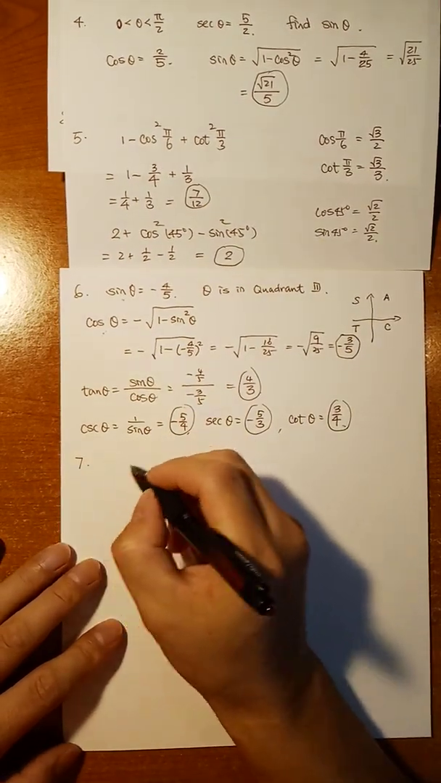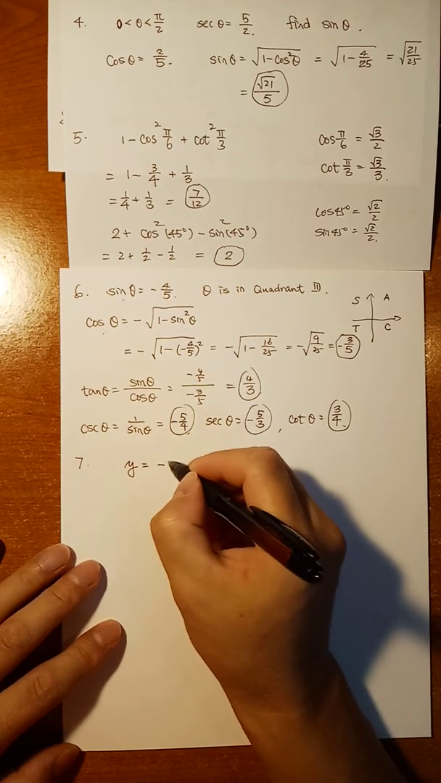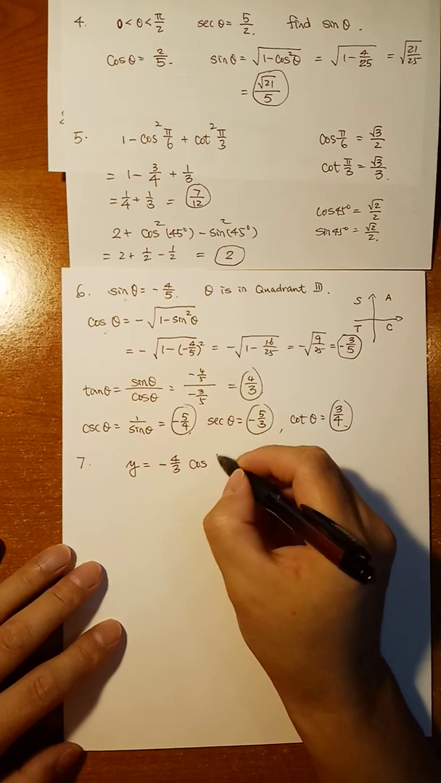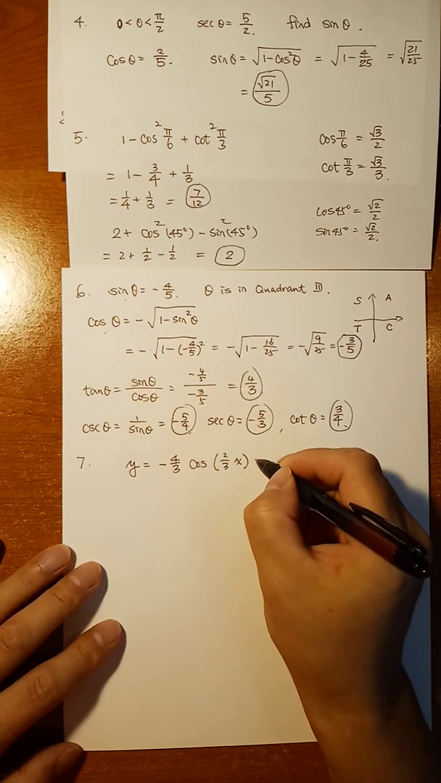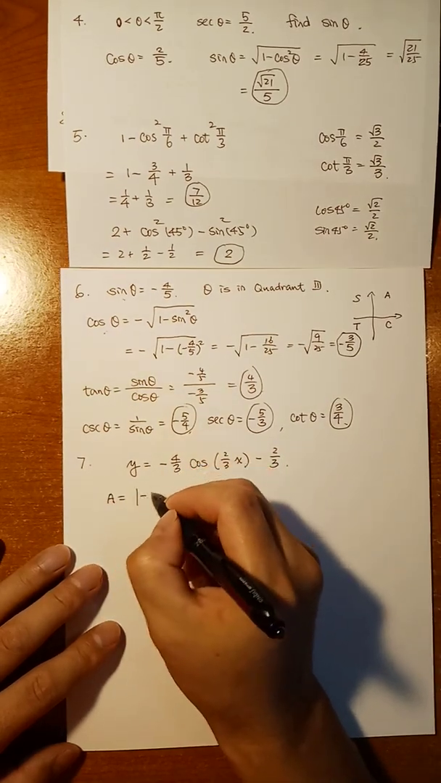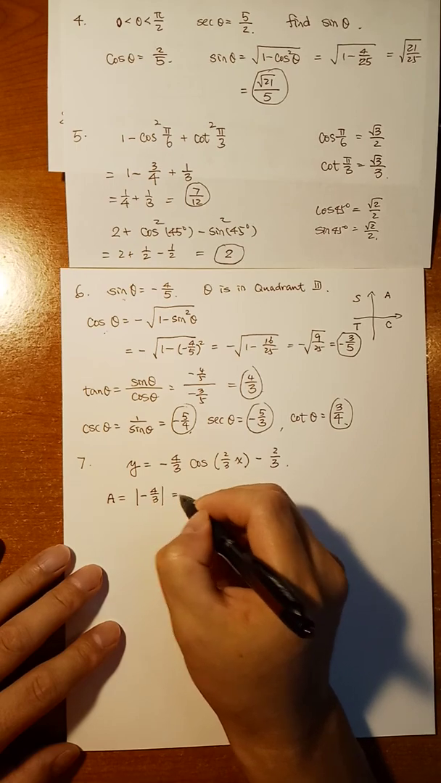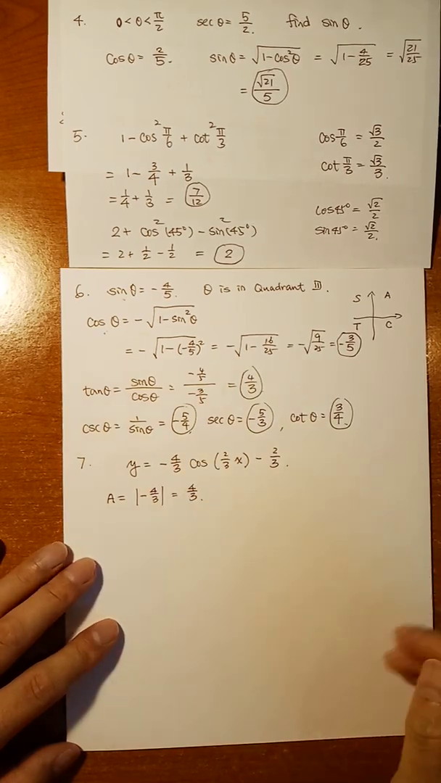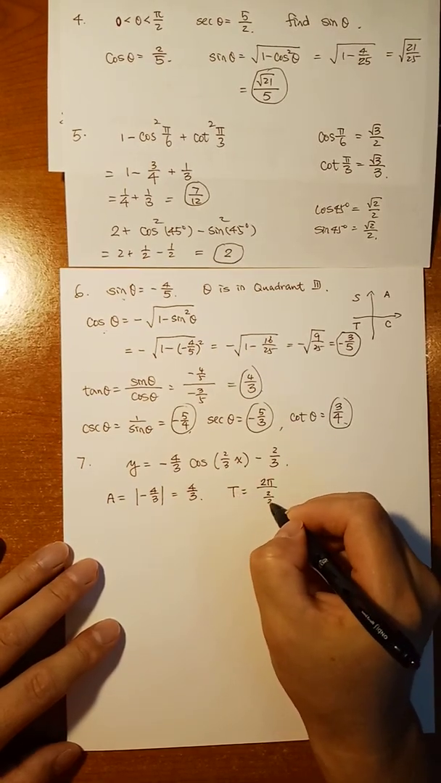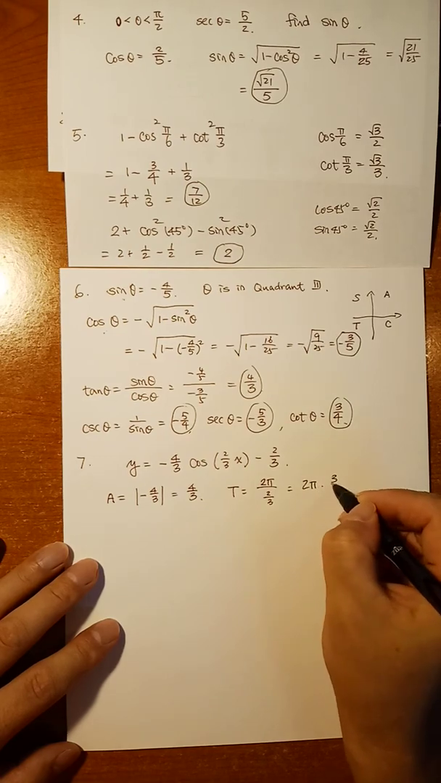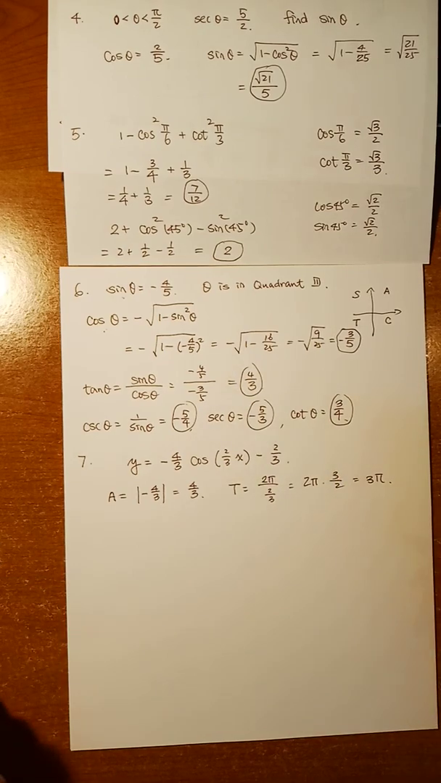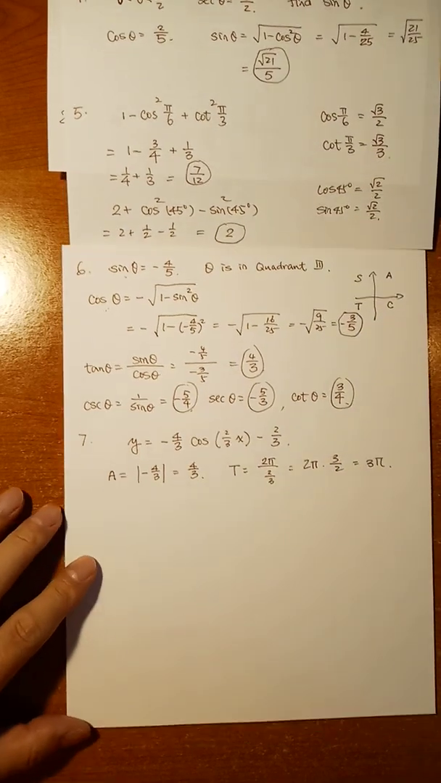Problem 7. We have y is equal to negative 4 over 3 cosine of 2 over 3 x minus 2 over 3. So the amplitude is the absolute value of negative 4 over 3, which is just 4 over 3. For amplitude, we just ignore the sign. And the period is 2 pi over 2 over 3, which is equal to 3. Over 2 over 3 means you multiply by 3 over 2. So cancel the 2, and you get 3 pi. And that's it.